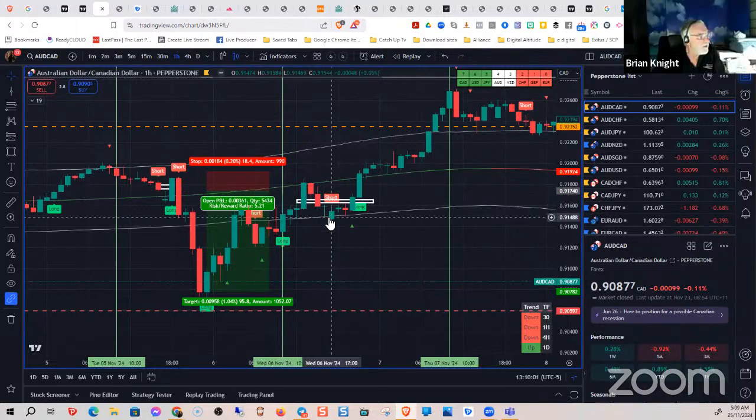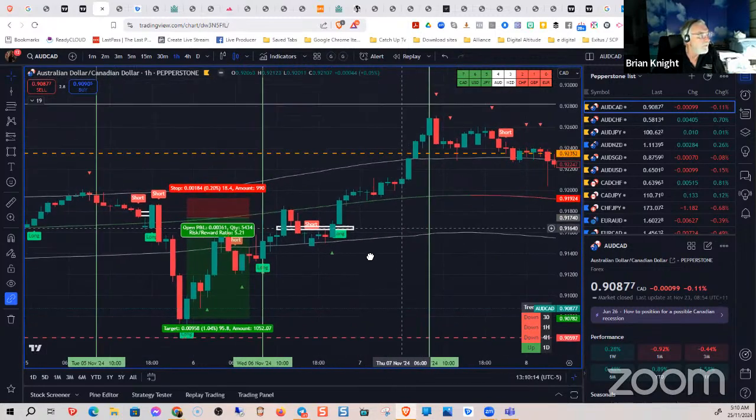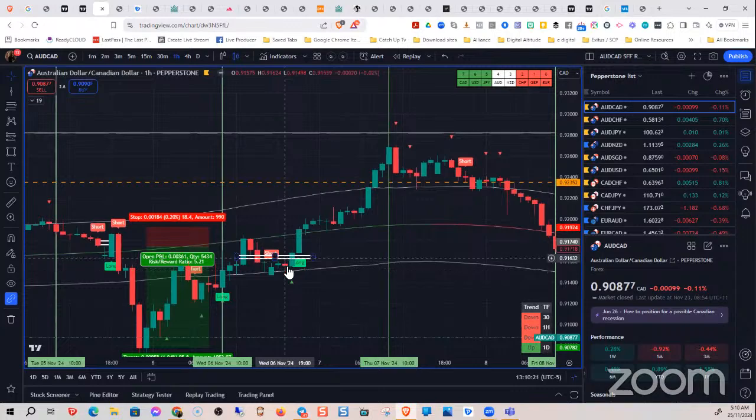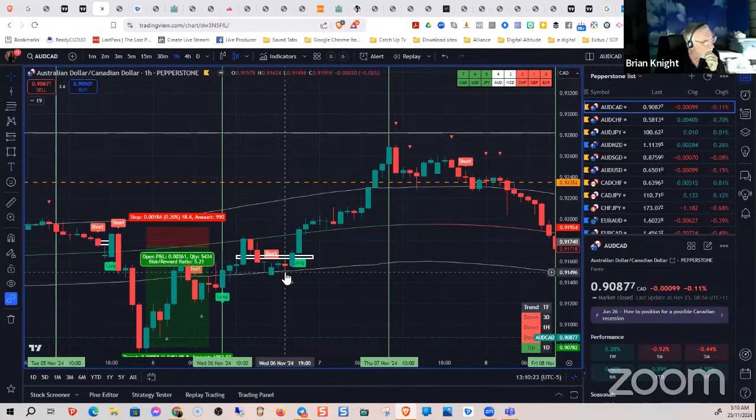Yeah, but it's come down to take it. It's filled it in here. Once that fill-in happens, that'd be a pullback until it takes off. Right, and the red wick candle would be your stop. Correct.